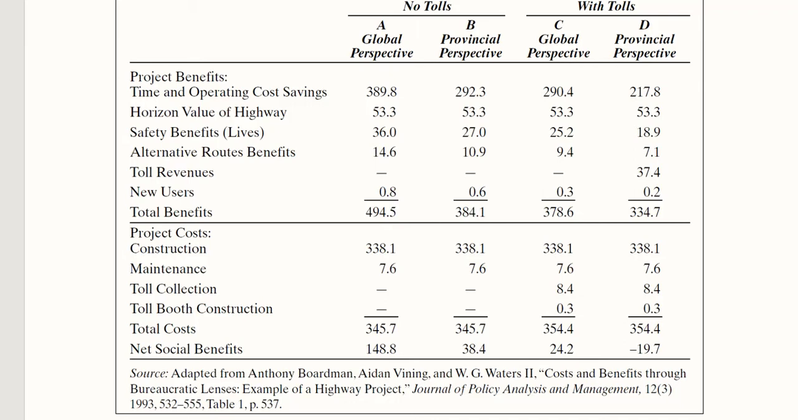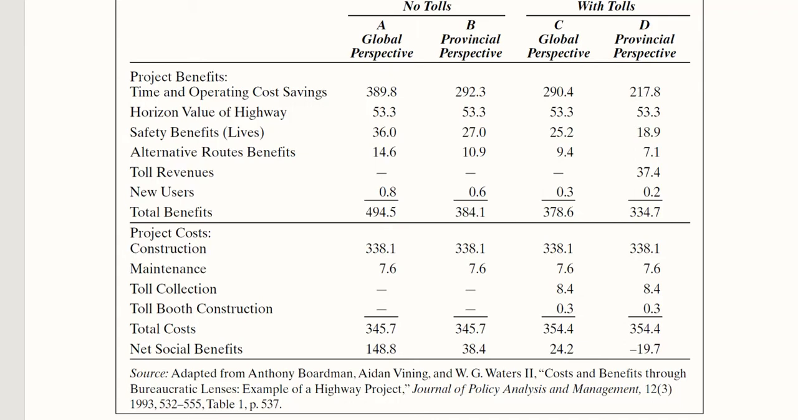And then safety benefits will be there, some lives will be saved, and we can try to monetize this value. Here we have tried to do so. The alternative route benefits will arise because the alternative routes will be having less traffic congestion, due to which there will be lesser costs and damages. That can be termed as the benefits, because the costs avoided, they become benefits.